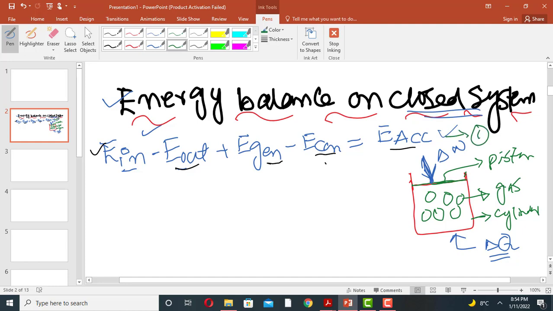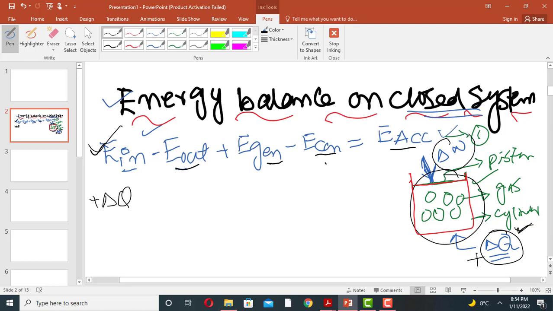So this is the closed system. We will write the energy balance for this closed system. So energy entering the system. Yes, heat is entering, which is energy. Heat entering the system is taken as positive. Heat leaving the system is taken as negative. So it is plus Q. So one energy is heat, which is entering the system, Q.